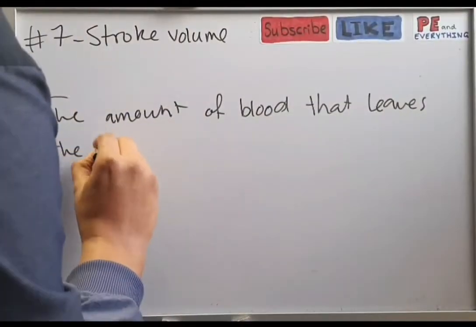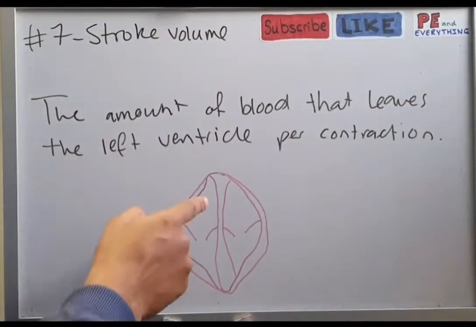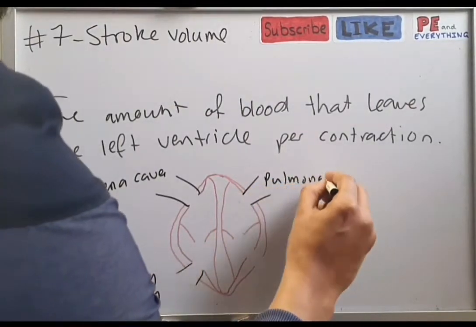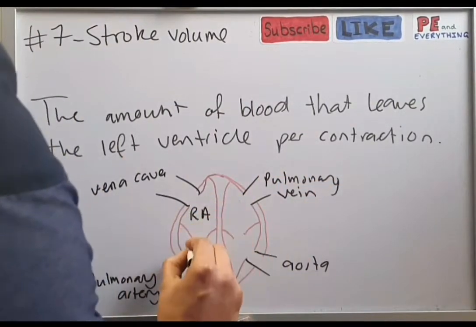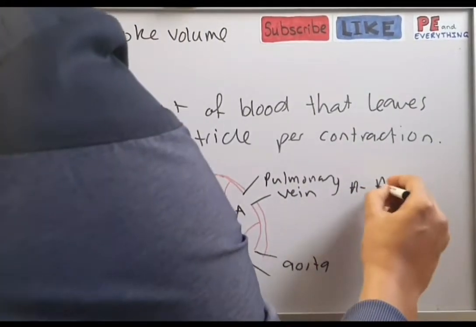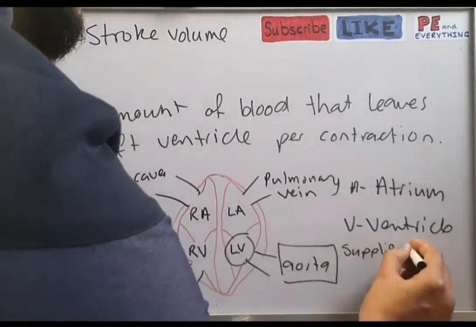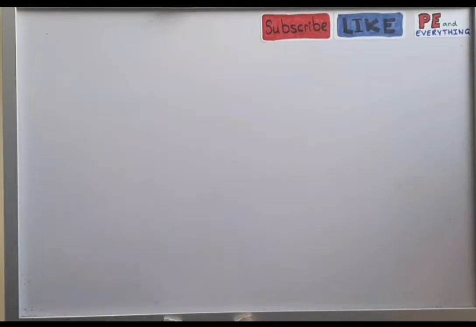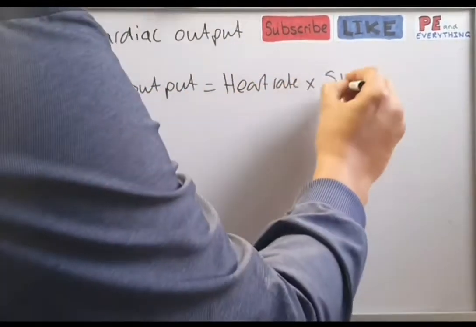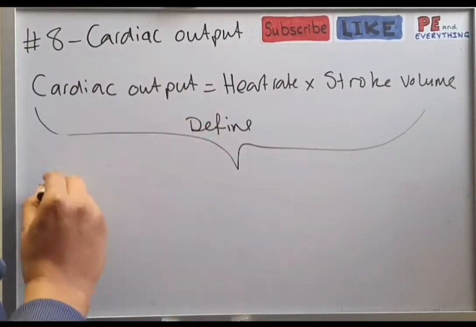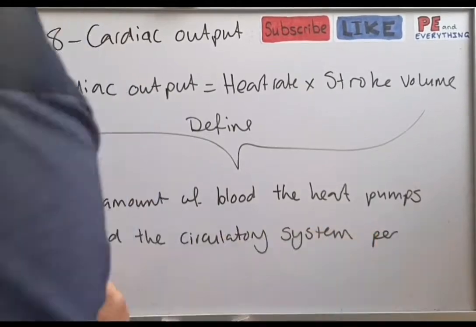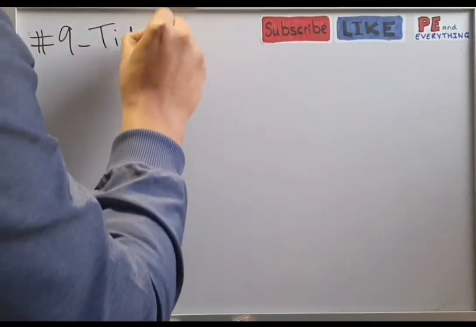Next we have stroke volume. Stroke volume is the volume of blood pumped with each heartbeat by each of the ventricles in the heart. In some cases, some people will take it as how much blood leaves the left ventricle. That will be going out of the aorta to supply the oxygenated blood to the rest of the body. Next, we have cardiac output. The formula for this would be cardiac output equals heart rate times stroke volume, and this is normally defined as the volume of blood pumped by each ventricle in 1 minute.